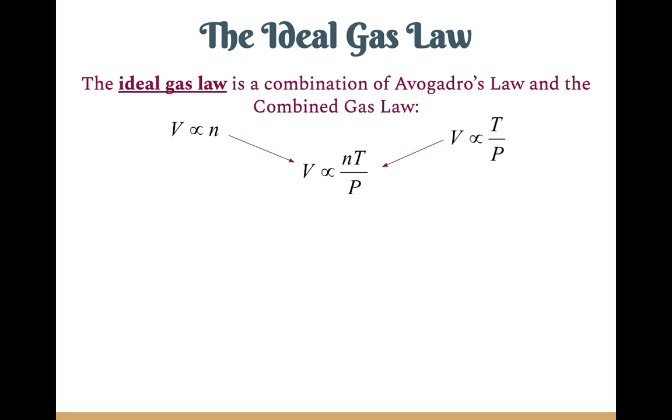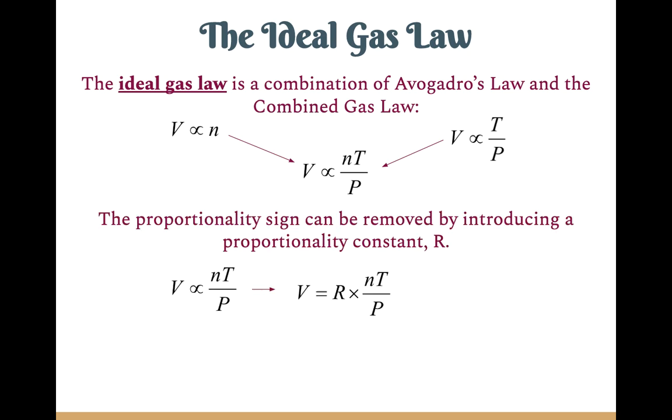to pressure. So whenever you have a proportionality, you can remove the proportionality sign and change it to an equals by introducing a proportionality constant, so some number that makes them equal. So we can now write it as volume is equal to R, which is our constant, times nT over P. And you can rearrange that to solve for R. So this constant is equal to PV over nT.